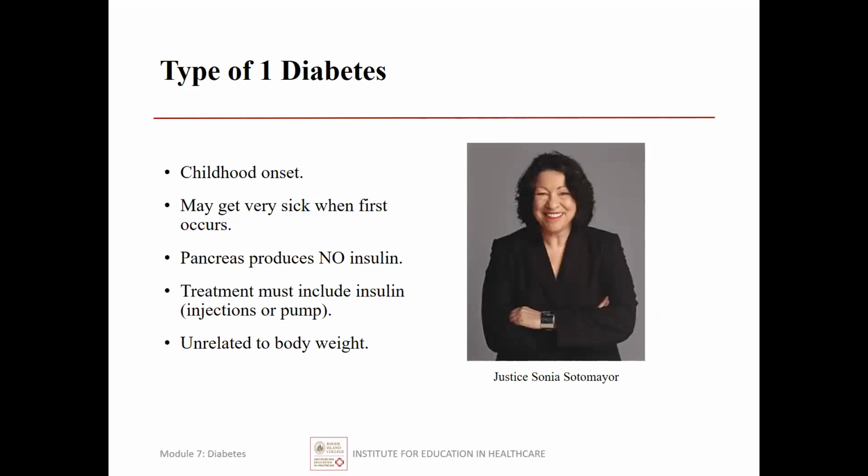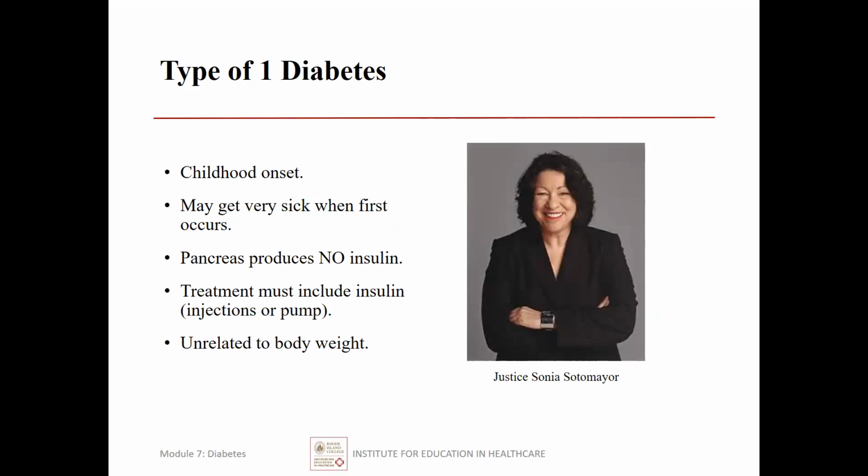So type 1 diabetes used to be called childhood onset diabetes. Sometimes the child gets very sick when the diabetes first occurs. It's not unusual for them to end up in the ICU, the intensive care unit, at first. In type 1 diabetes, the pancreas produces no insulin at all. And therefore, somebody who has type 1 diabetes has to get insulin.